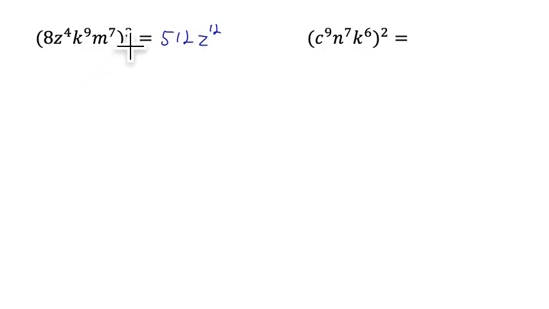K to the 9th power raised to the 3rd power. Once again, we multiply. So that'll be k to the 27th power. And m to the 7th raised to the 3rd power. That's m to the 21st power. And here we're raising this expression to the 2nd power, so we just multiply those exponents. C to the 18th power times n to the 14th power times k to the 12th power.